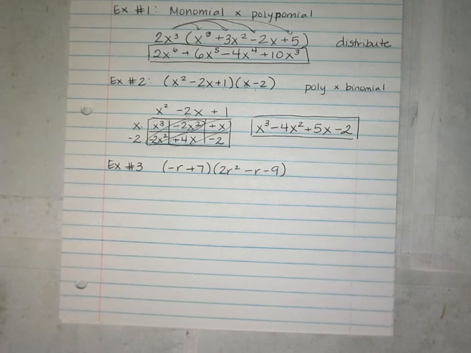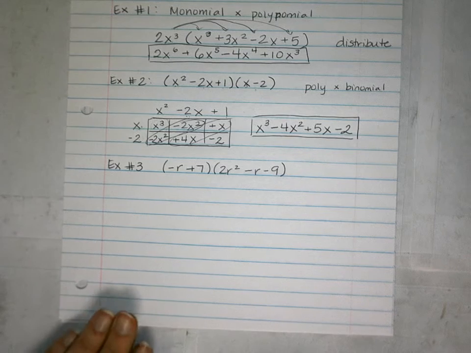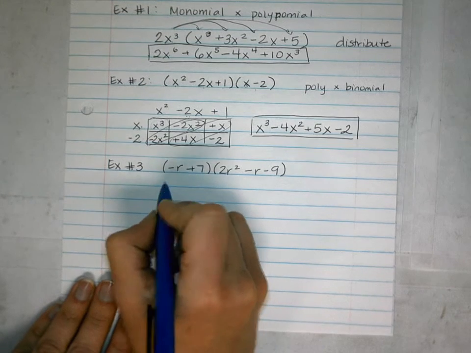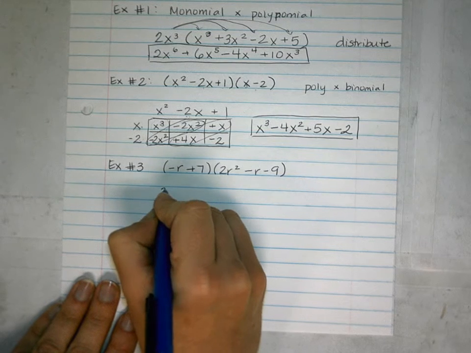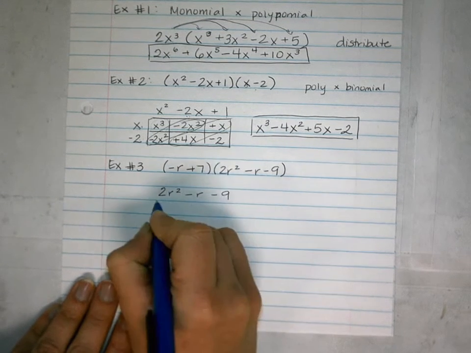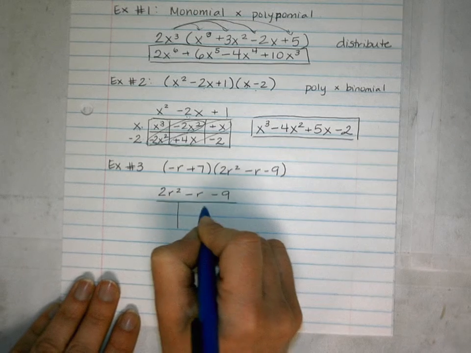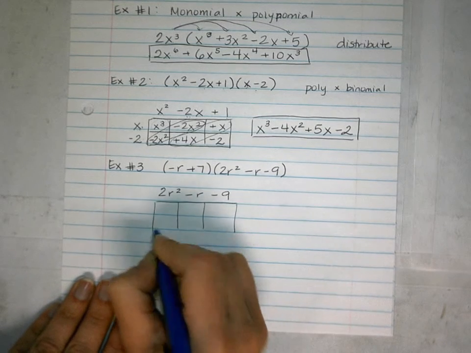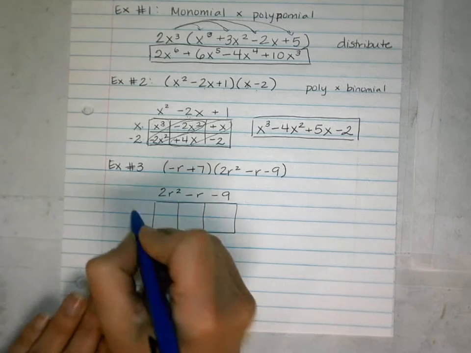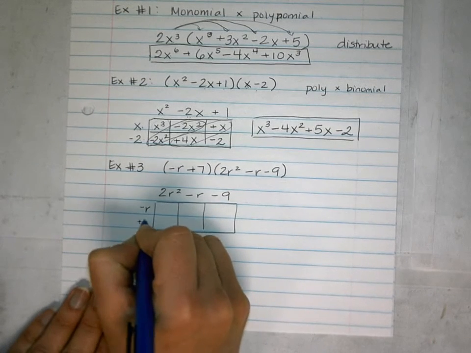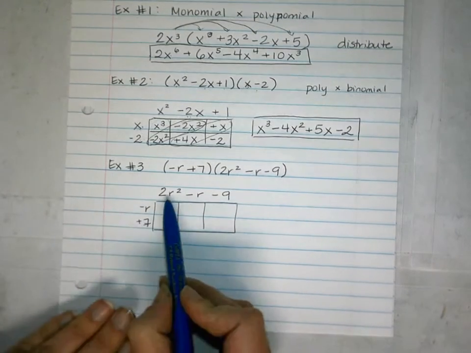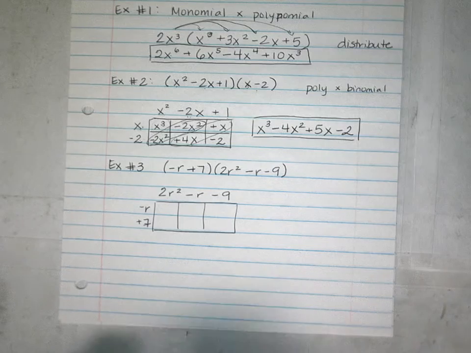So please pause this here. All right, I hope you did well. Here we go. I'm going to go ahead and make my box. Again, it doesn't matter who goes in the numerator, who goes in the denominator. I mean, who goes up here versus down here. We could make this a longer one. It doesn't matter where these numbers go as long as you keep the negative r and the positive 7 together and this polynomial together here.